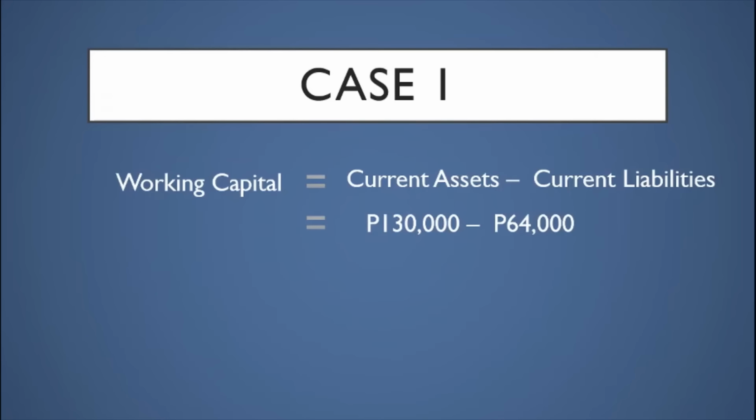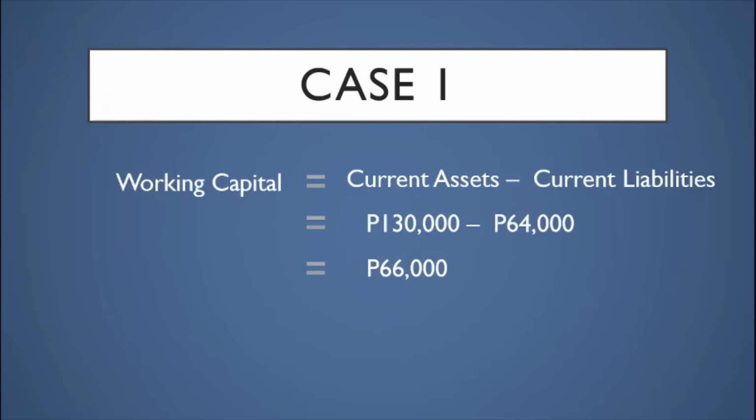Current assets is 130,000. Current liabilities is 64,000 pesos. Working capital is therefore 66,000 pesos. Now, what's the problem with measuring the working capital? Well, I think you get the point of why we are calculating the working capital. We want to know whether there are enough current assets to meet the current liabilities should they become due. So what's wrong with the working capital calculation?